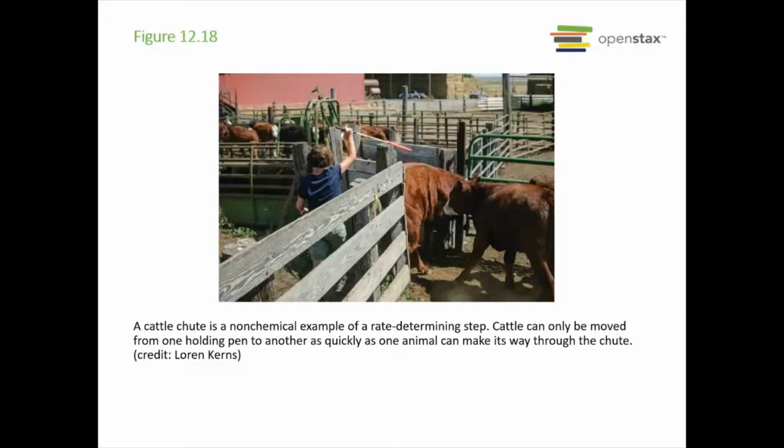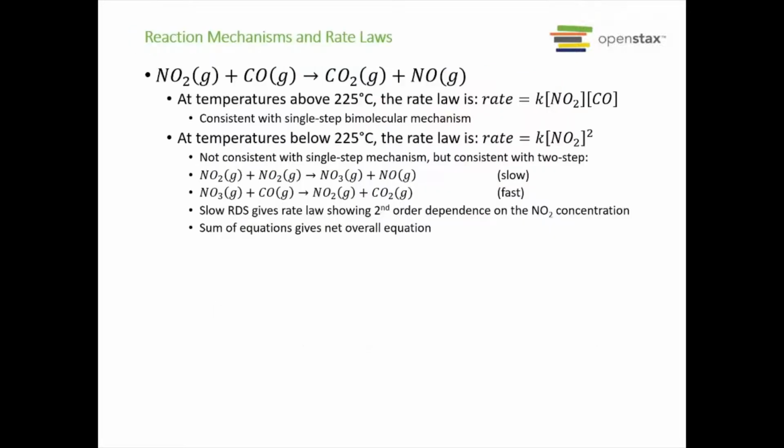Another example, not using me, is cattle chutes. So, trying to herd cattle, if they can only go through a gate one at a time, the slower cow, if there's one that takes the longest, is really what's going to determine how long it takes to get them all through the chute.